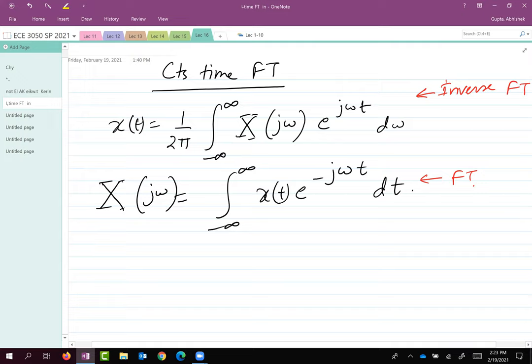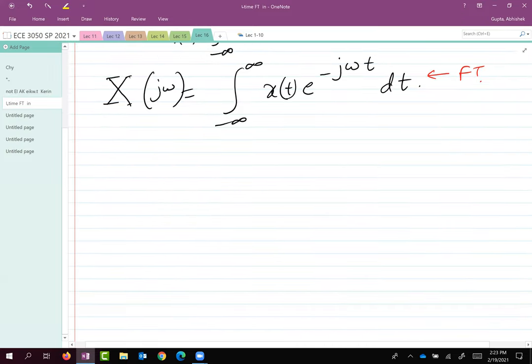Now, if you recall our discussion from Fourier series, you can't really take the Fourier series of any periodic signal. The periodic signals were supposed to satisfy three conditions known as Dirichlet conditions. So if the periodic signal satisfies the Dirichlet conditions, then a Fourier series representation is possible. The same thing happens for the Fourier transform as well. So there are three Dirichlet conditions in this case as well.